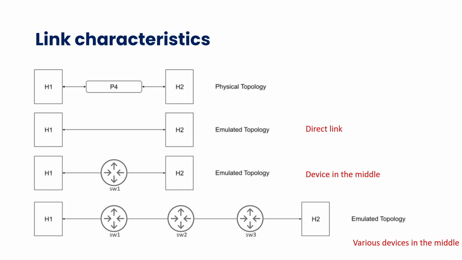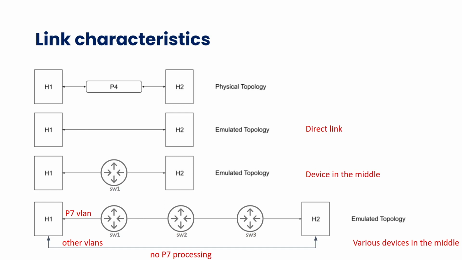This physical topology is going to be emulated as a host, link, host topology when we don't define any switch or device in the middle. So this is going to be a direct link connection, so we can emulate characteristics of a single link. We can add devices in the middle. Then we can have an emulated topology as a host, link, a switch, a link, and a different host. And we can emulate complex topologies where we are going to have more than one device in the middle, and then we are going to have different links between each of these devices.